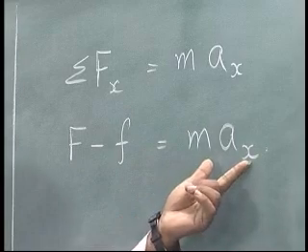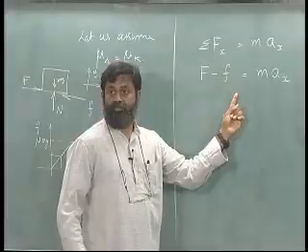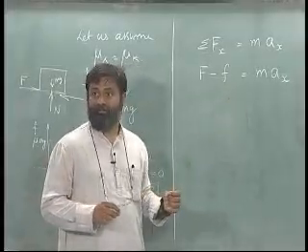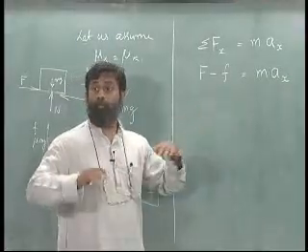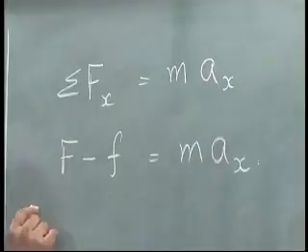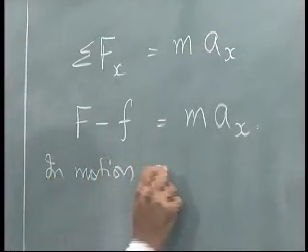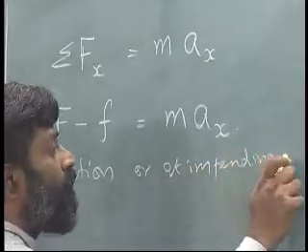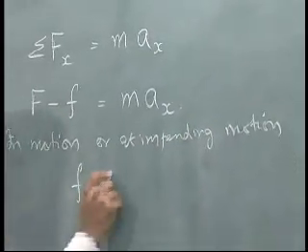When Ax is equal to 0 at the static condition, this is equal to 0, capital F equals small f. But if Ax is non-zero, in the condition when it is non-zero, remember this, there is a motion involved, which means this reaches, so in motion or at impending motion, about to move, then f is equal to mu times mg.